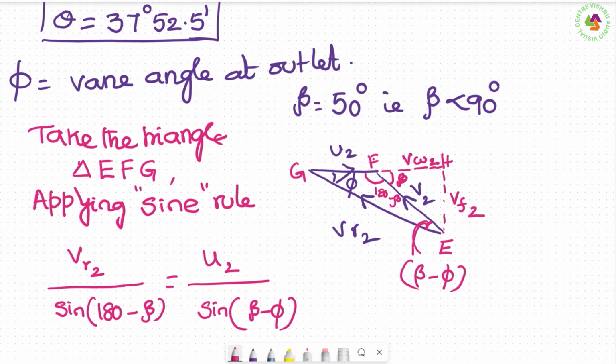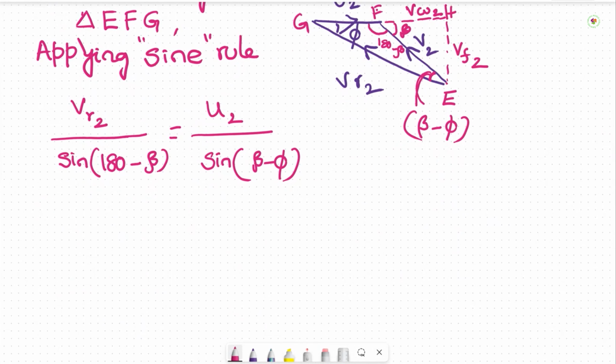And the other also I can write: V2 divided by sine phi, because phi is not known to me. By writing like that I don't achieve anything, so I kept it like that. But in this, beta is known, U2 is known. There are two unknowns: VR2 is still not known, and phi is also not known.